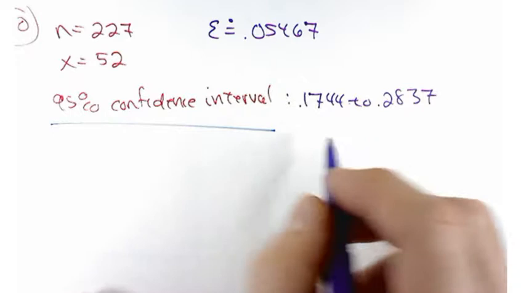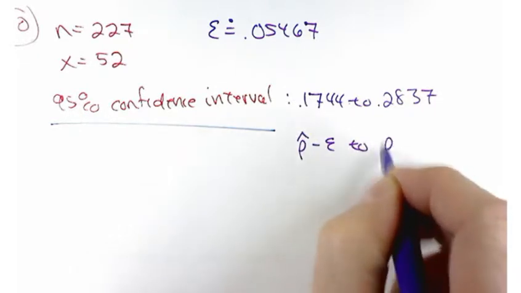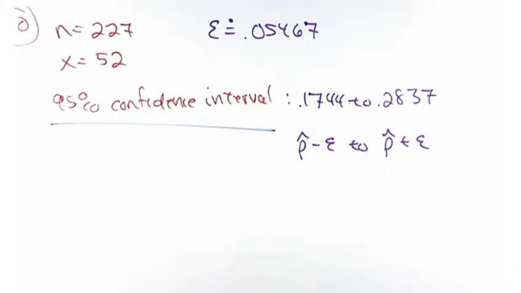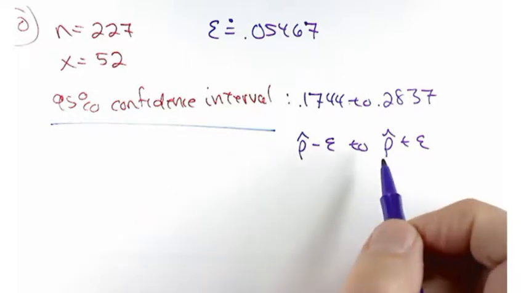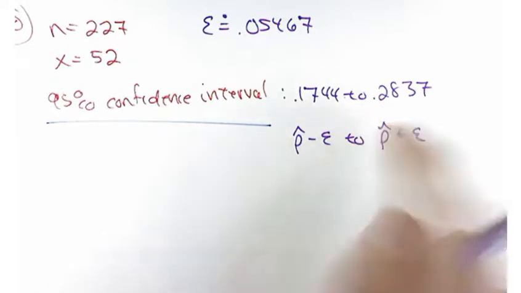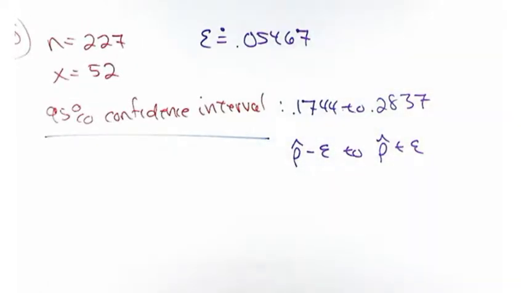Let's keep in mind what this is. That really represents p hat minus E to p hat plus E. So that's one way to write your confidence interval. And that's typically what we're going to do. It's what you'll see me do a lot. But what I want you to do is state your conclusion in words. What is this saying about the proportion of OxyContin users who develop nausea?